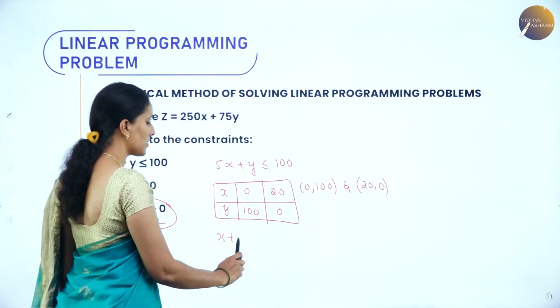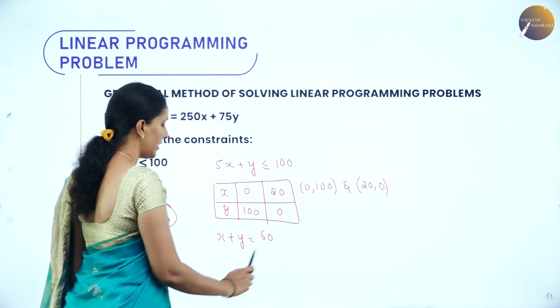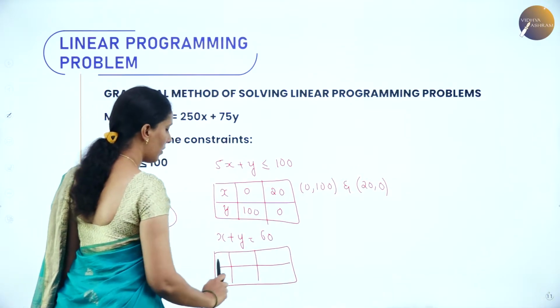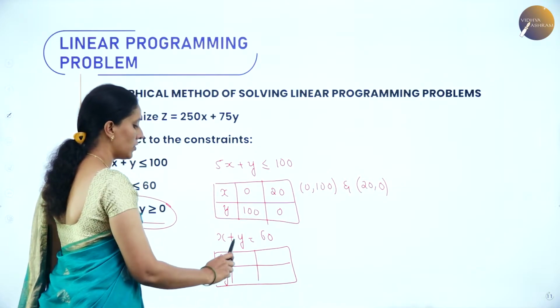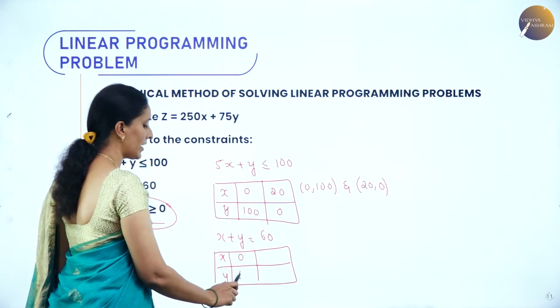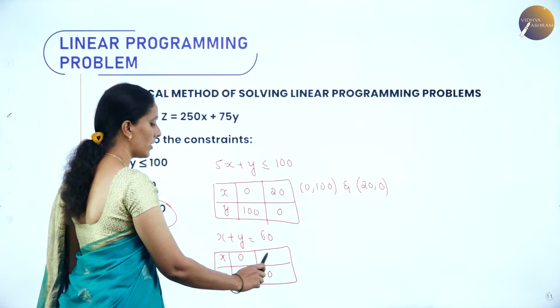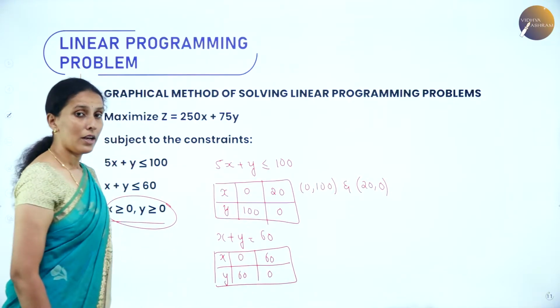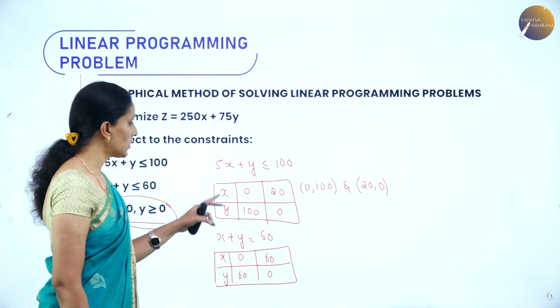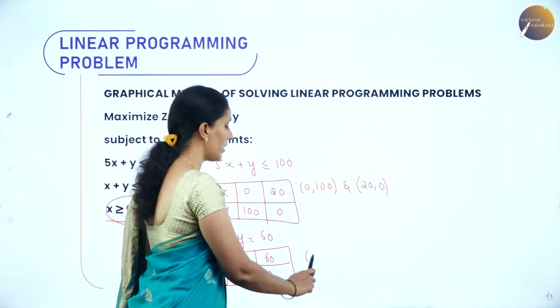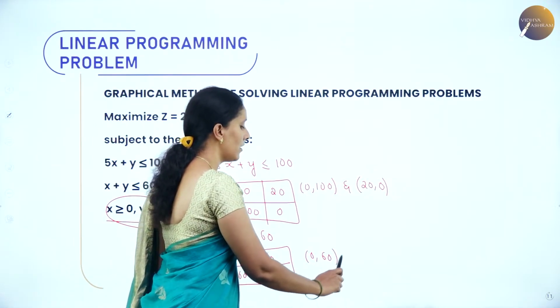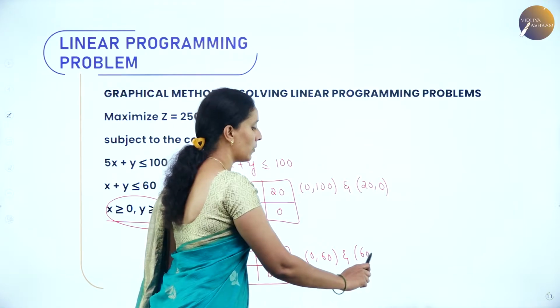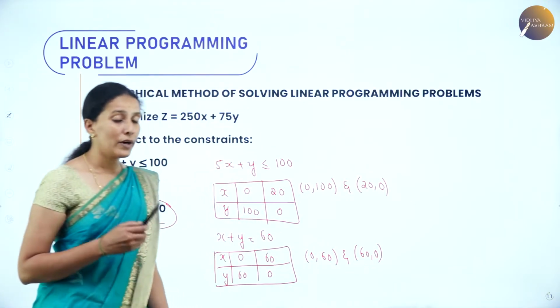Now let us take the second equation. We have x plus y is equal to 60. So again we have x, y. We take x is equal to 0, y is 60. We take y is equal to 0, x is 60. Now clearly we got the points here. So what are the points for this one? We have (0, 60) and (60, 0).